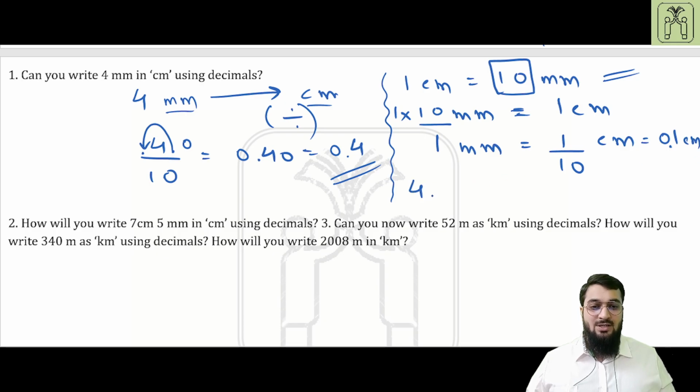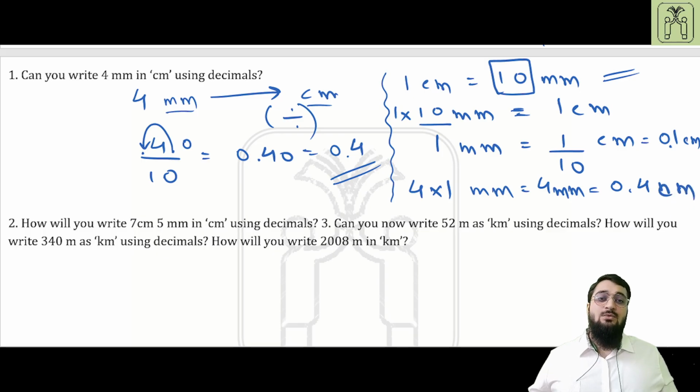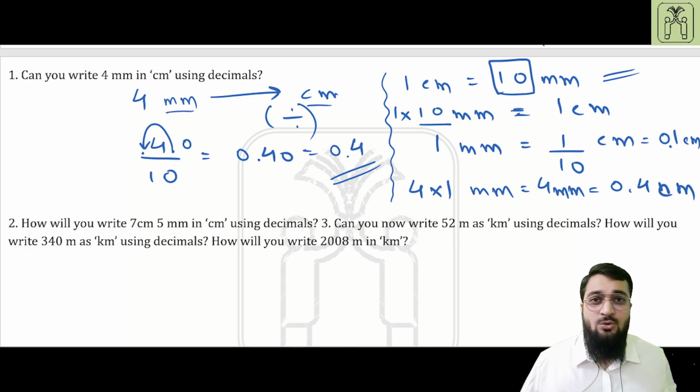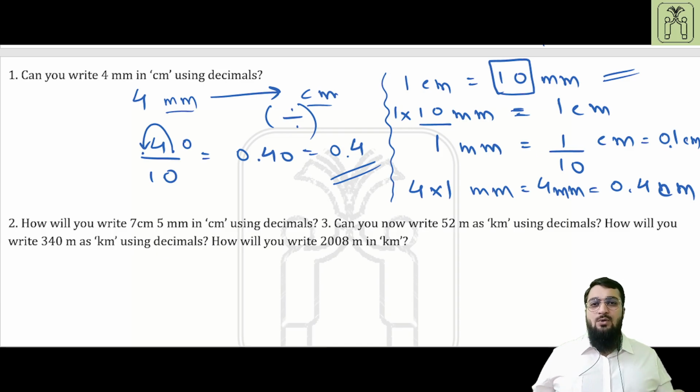And therefore 4 centimeters can be written as 4 into 1 millimeter, which is equal to 4 millimeter, which can be written as 4 into 0.1 centimeter, that can be written as 0.4 centimeter. So these are the two methods of how you can solve this question. Whatever you find easy, you can follow that particular method.